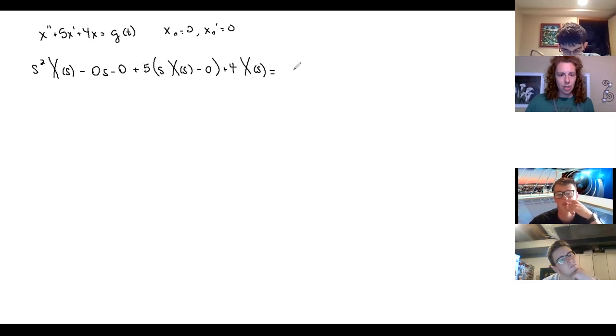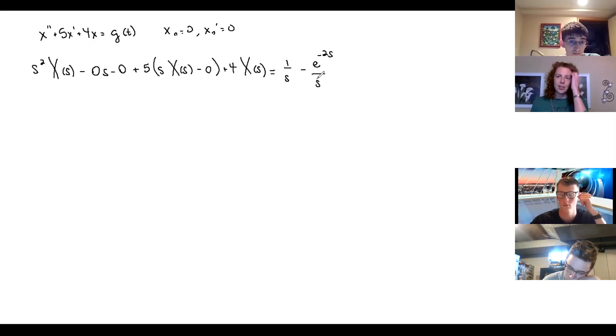And this equals what we just found. So this is 1 over s minus e to the negative 2s over s. That's what we just found on the previous slide.